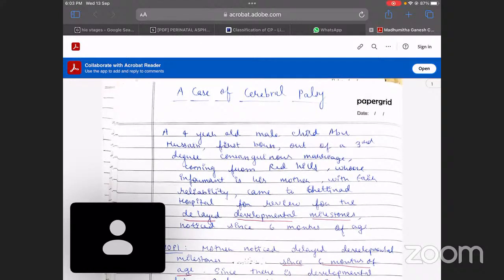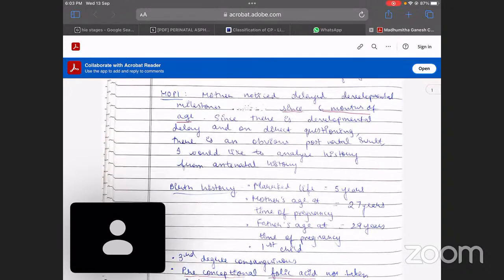Cerebral palsy refers to a permanent and non-progressive, occasionally evolving disorder of tone, movement, and posture caused by an insult to the developing brain. So we'll start with the case presentation. A 4-year-old male child, Abu Hussein, first born out of a third-degree consanguineous marriage, coming from Red Hills, whose informant is his mother with fair reliability, came to Chettinad Hospital for review for delayed developmental milestones noticed since 6 months of age.